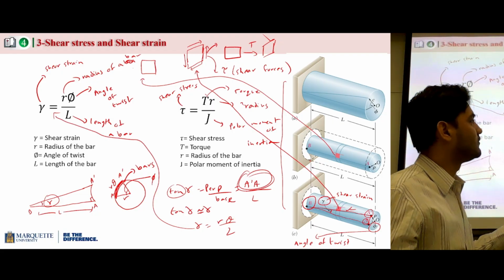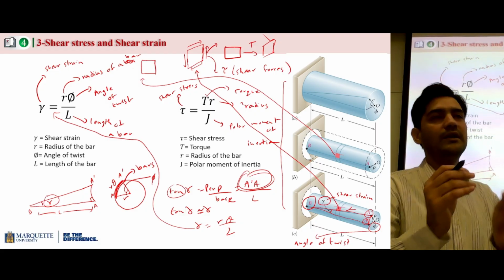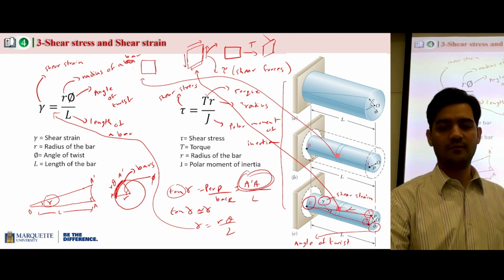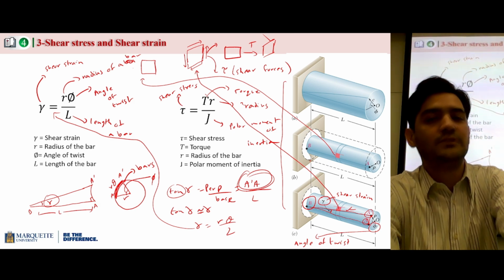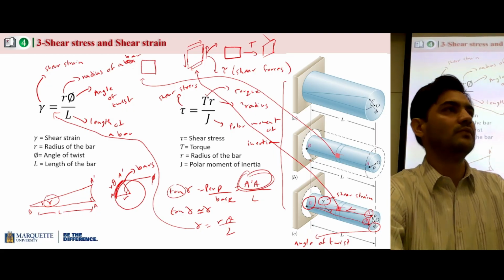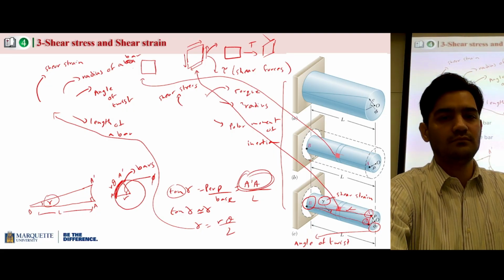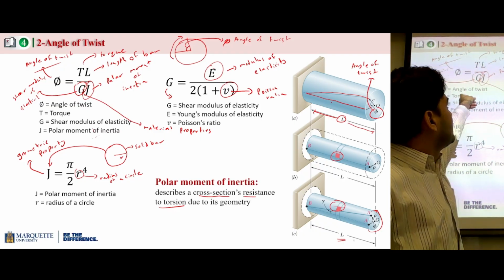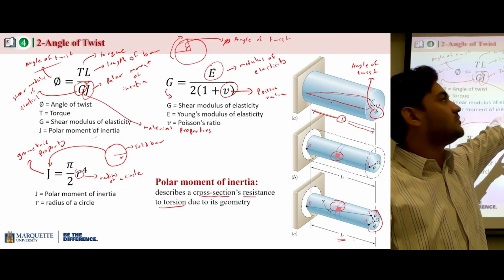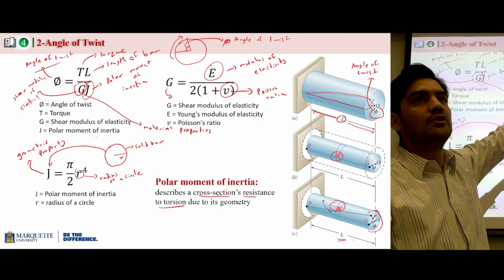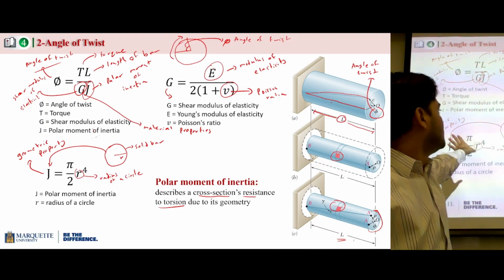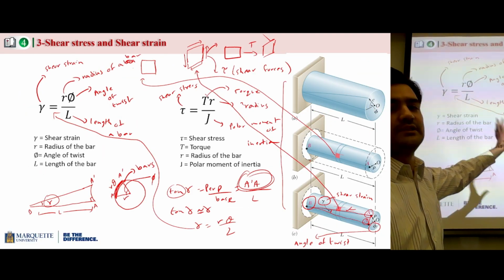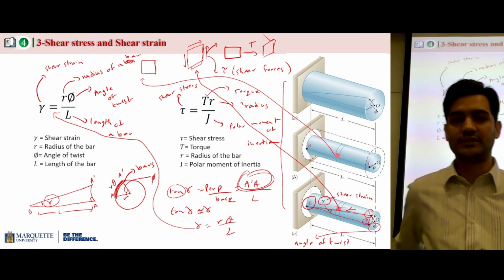Similarly, you can also calculate for stresses. For stresses, you have to integrate the individual stresses on the bar, and then you can calculate the shear stresses. But for our purposes, if you know these equations, we can calculate everything we need. So we have the equation for angle of twist. We can calculate the shear modulus of elasticity from Young's modulus of elasticity and the Poisson ratio. This is the formula for polar moment of inertia for circular cylinders. And these are the equations to calculate shear stresses and shear strains.